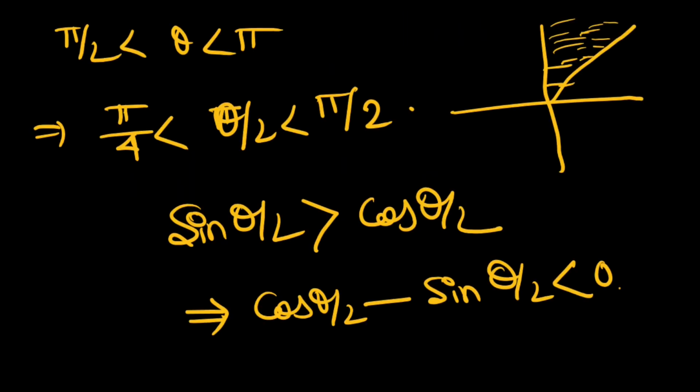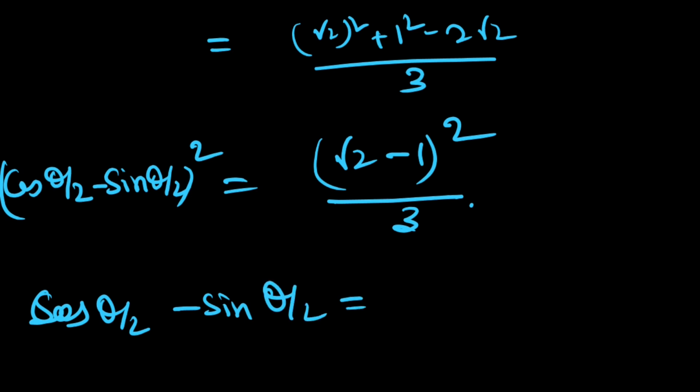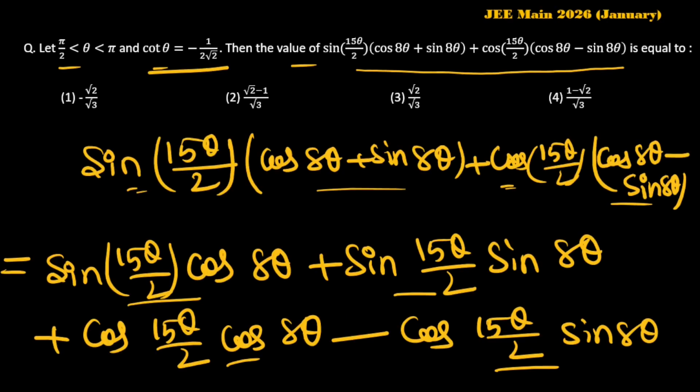Previously we saw that this value is negative, so we choose this value from cos theta by 2 minus sin theta by 2 in such a way that it is negative. Root 2 is 1.414, so we choose 1 minus root 2 over root 3. So this is the answer of this question. Therefore the value of this function is 1 minus root 2 over root 3. The fourth option is the correct answer.